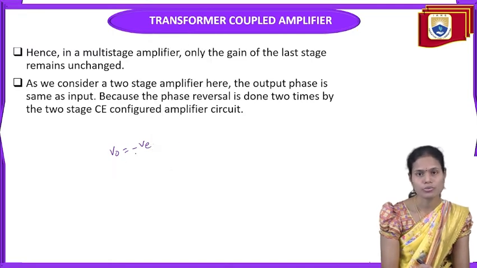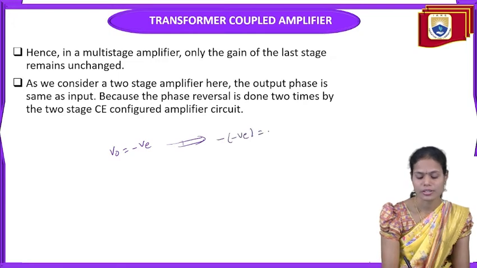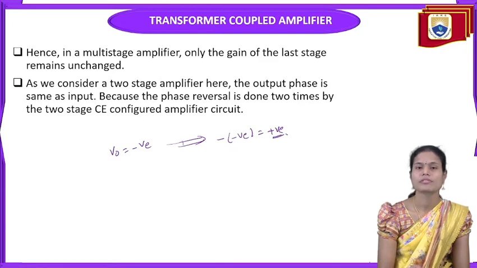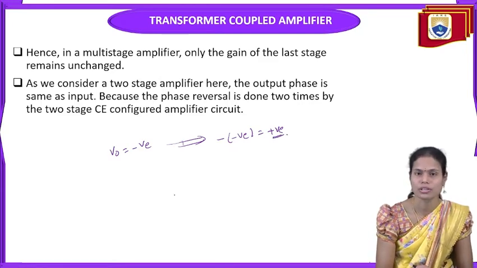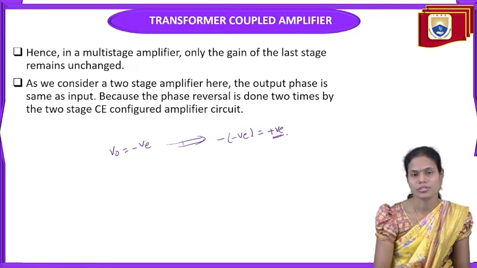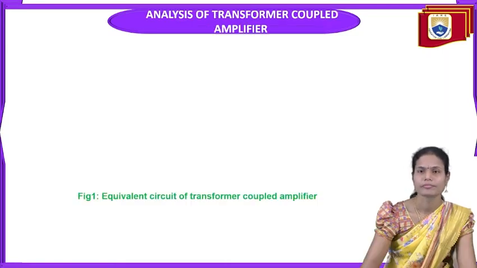But here we are using two stages. So this negative voltage again we are applying to the second stage, and at the second stage negative of negative you will get as positive. So that's why for the 2 stage you will always get positive output and positive gain. And again for the 3rd stage it is negative. So for the even stages we will get positive voltage and gain. For the odd stages we will get negative voltage and gain.